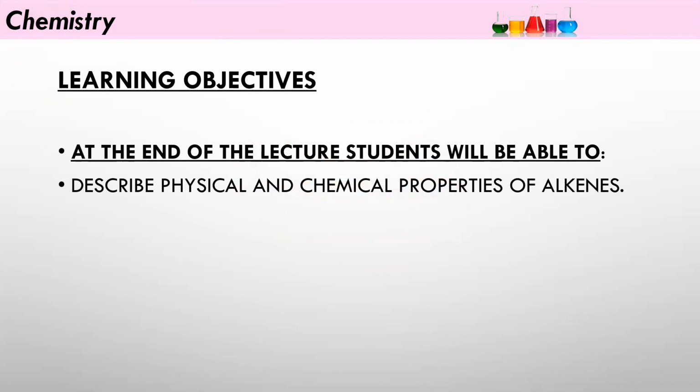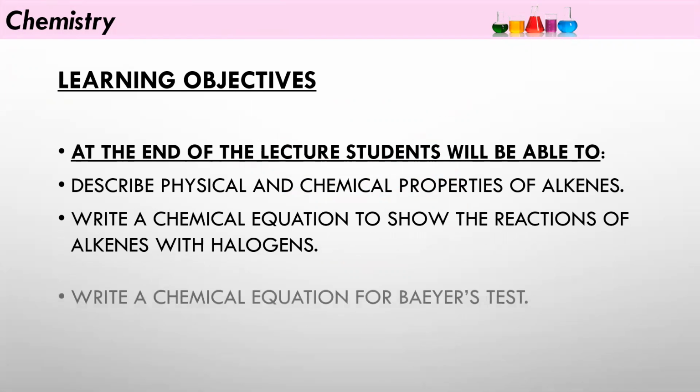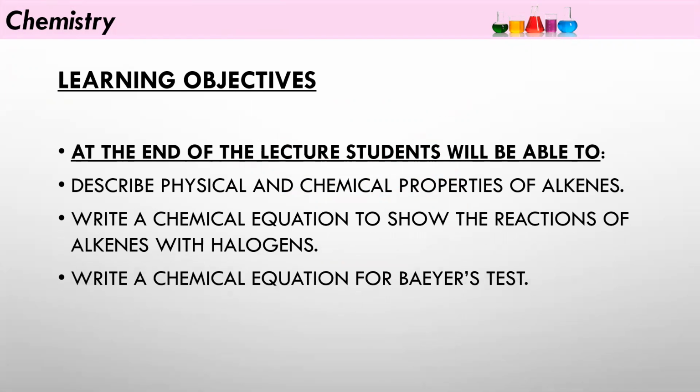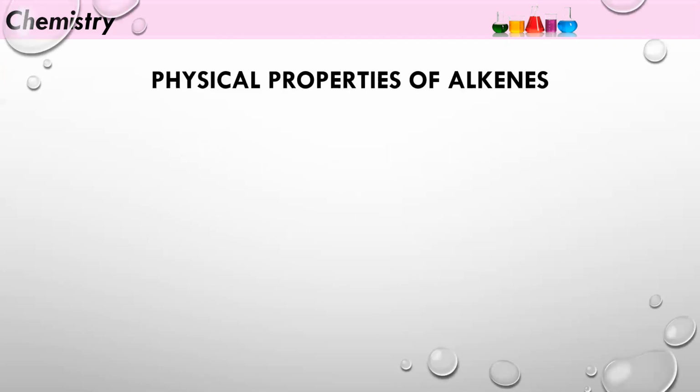Learning objectives. At the end of the lecture, students, you will be able to describe physical and chemical properties of alkenes, and you will be able to write a chemical equation to show the reactions of alkenes with halogens. You will also be able to write chemical equations for Bayer's test, and you will know the uses of different alkenes.